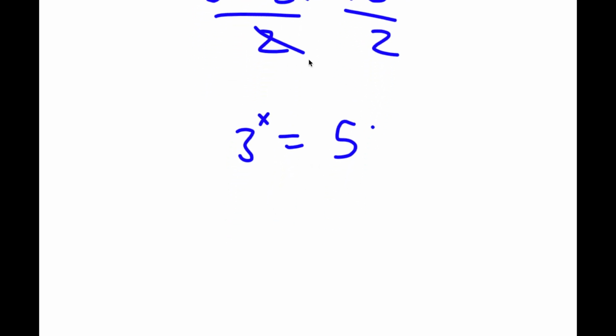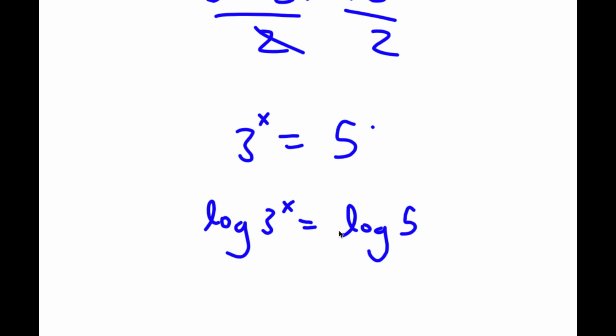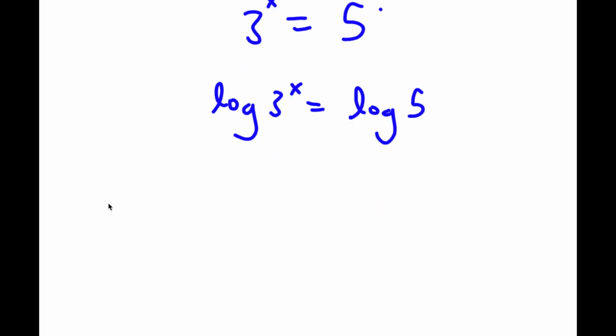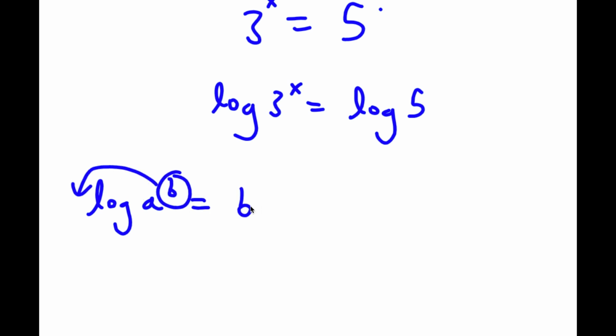So now this gives me another equation. I have 3 to the power of x equals 5. So how would I solve this? Well, the first thing I'm going to do is I'm going to take the log on both sides. So now I have log 3 to the power of x is equal to log 5. And if I have something in the form log a to the power of b, I can actually move this exponent b to the front. So this would equal b times log a.